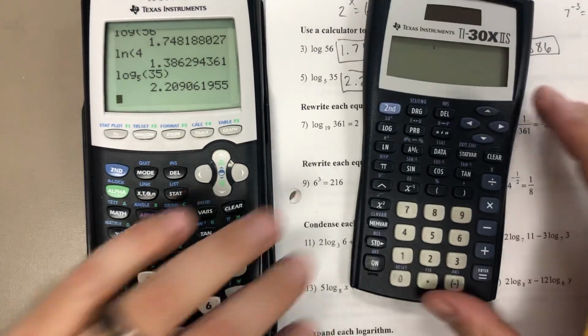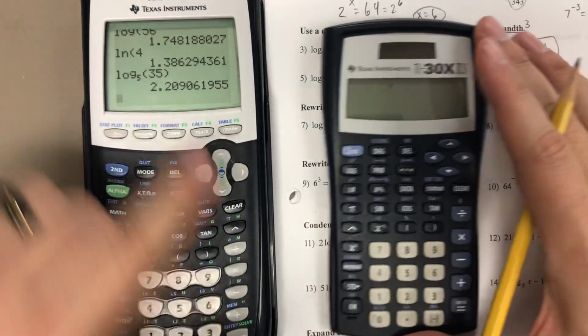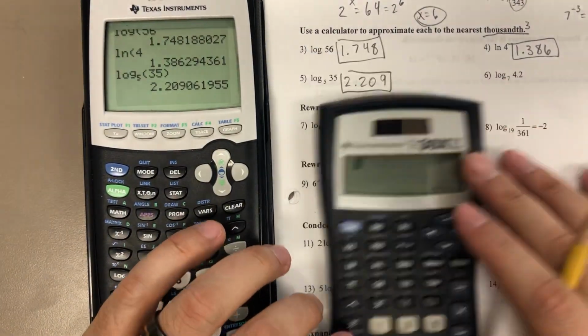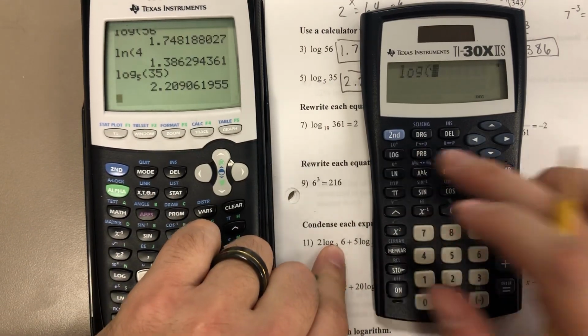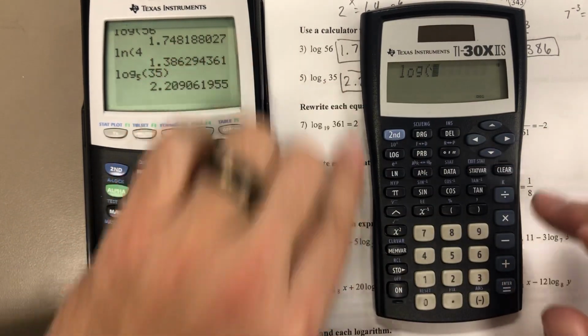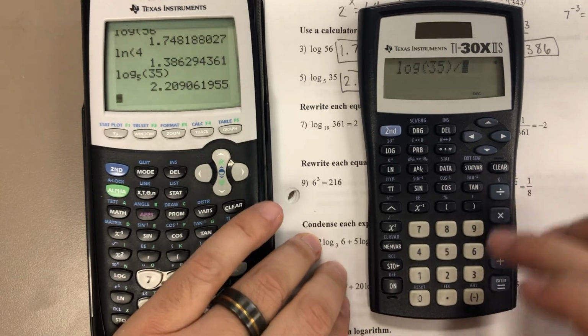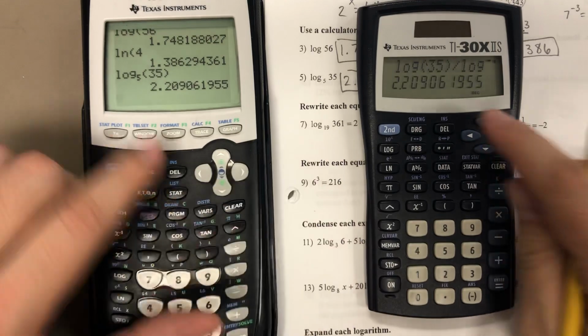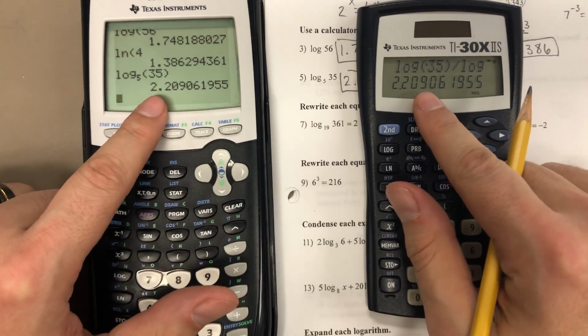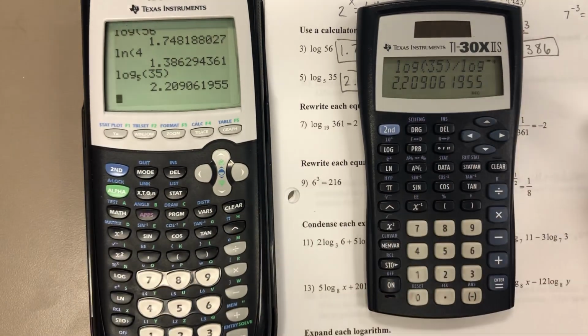Let me get my little scientific calculator. I'm going to get the exact same answer. So I do it this way, okay? You just hit the log button. So log, where is it, right there? Log of the big number, 35, divided by log of the small number, which is 5. You type that in and see, you get the exact same decimal answer. So that's an alternative way to do it.